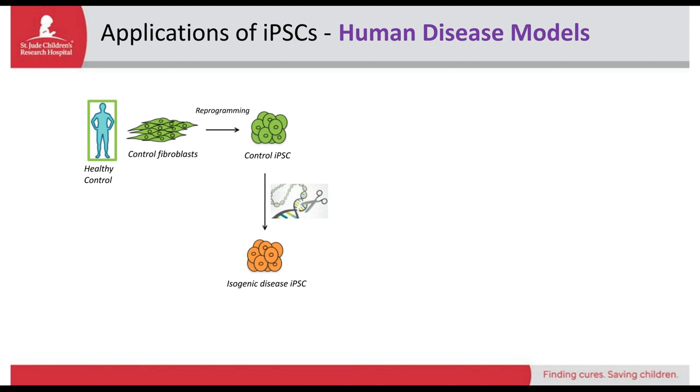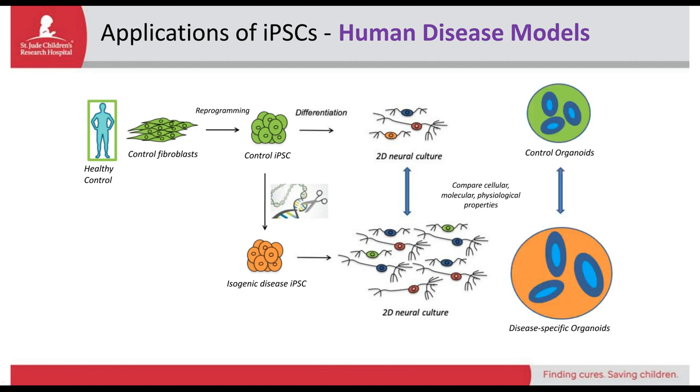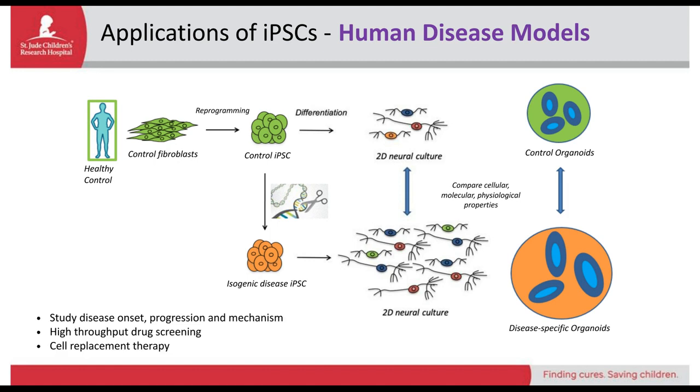So this is the exact same line, has the exact same background as the control line, except for the disease-associated mutation. These two lines, again, can then be differentiated in parallel, either in 2D or in 3D, and then compare the properties of the control and disease-specific organoids to identify disease phenotype. So with this model, as you can imagine, one can study disease onset and progression mechanism. The models can also be used for high-throughput drug screening, and eventually iPS-derived cells and tissues could be used in cell replacement therapy.